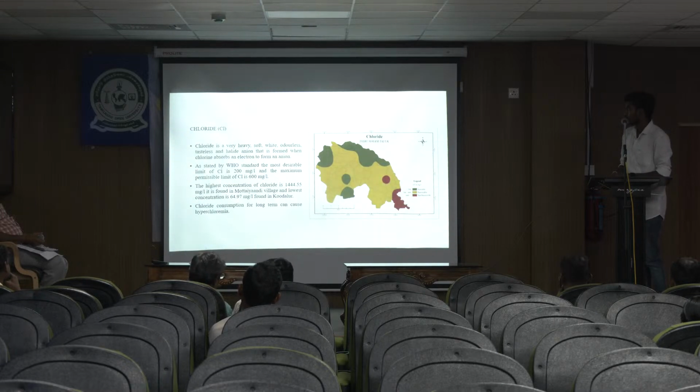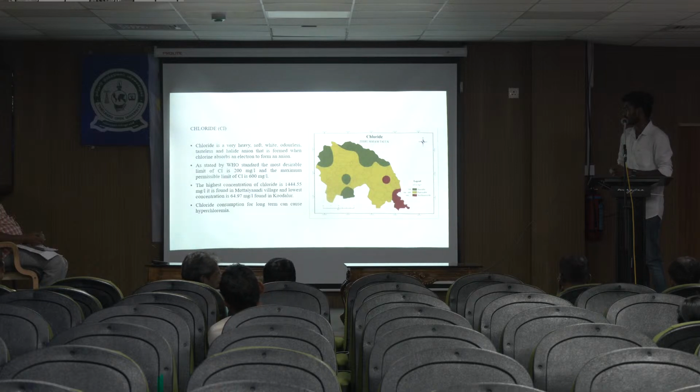Chloride. The highest concentration of chloride is 1444.5 mg per liter. It is found in Mottayandi village, and the lowest concentration is 64.97 mg per liter, found in Kuranur.